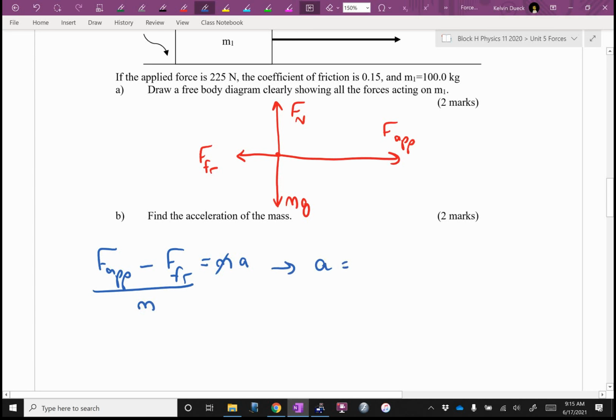A is going to be F applied minus mu times the normal force all over m. I don't know the normal force. Oh, you know what? Because this time the normal force is mg, I might be tempted to take a small shortcut and just do that, instead of rewriting it. I don't need to go crunch it. So I'm going to get A equals F applied 225. I don't know what it is, but for some reason, when I put 225 here, many students write 255 here.